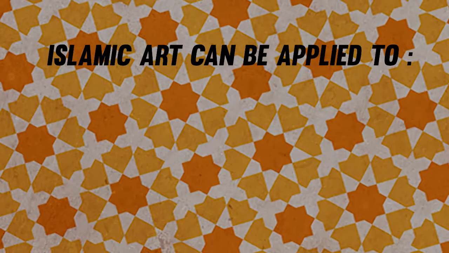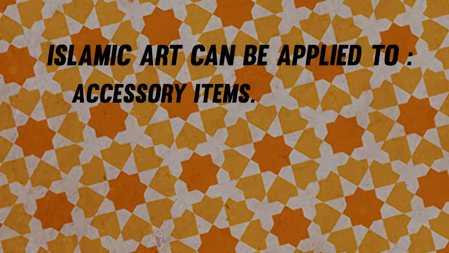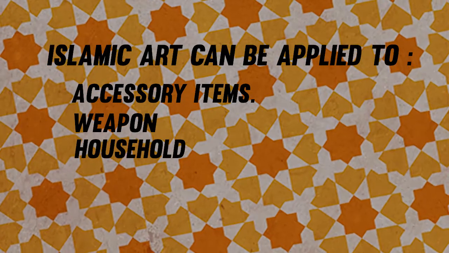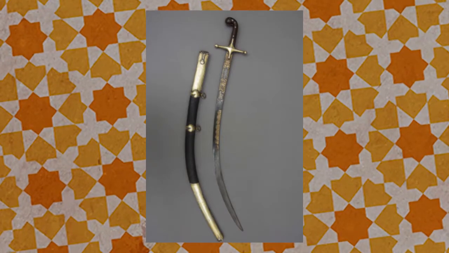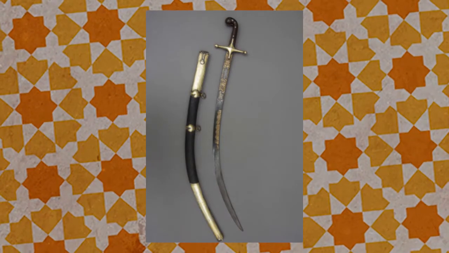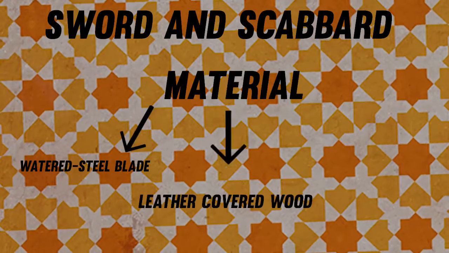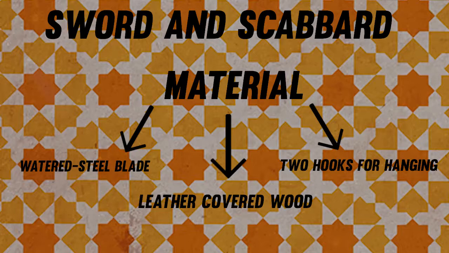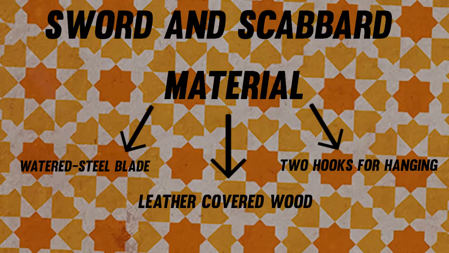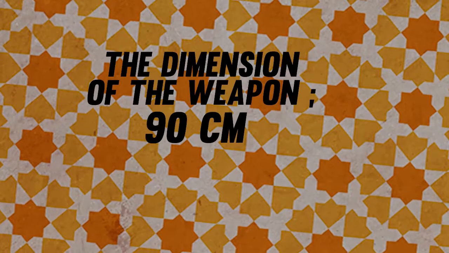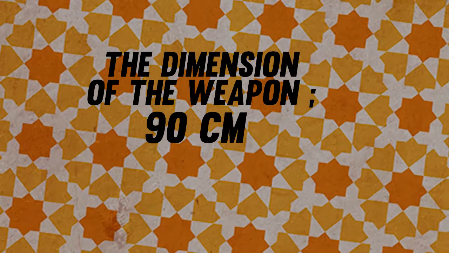Islamic art can be applied to accessory items, weapons, or even household items. This is an example of applied arts on a sword and scabbard. The materials used are a watered steel blade with the hilt set with horn grips with silver rivets, and a leather-covered wood scabbard with gilt mounts and two hooks for hanging. The dimension of the weapon is 19 cm.